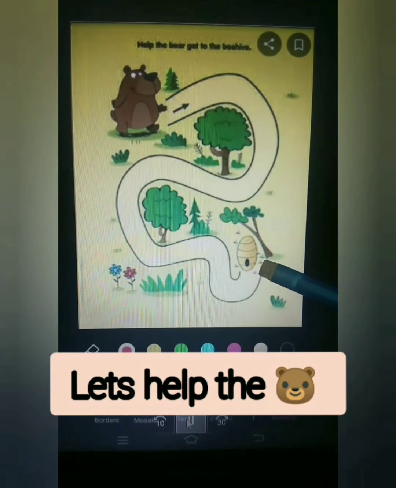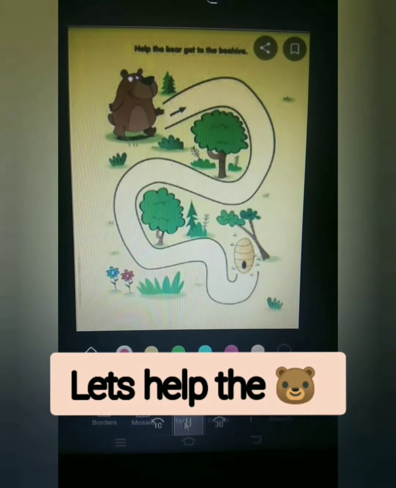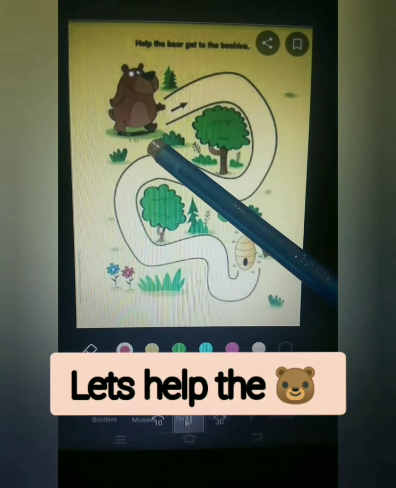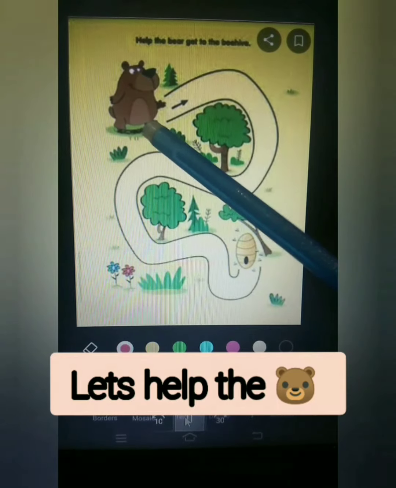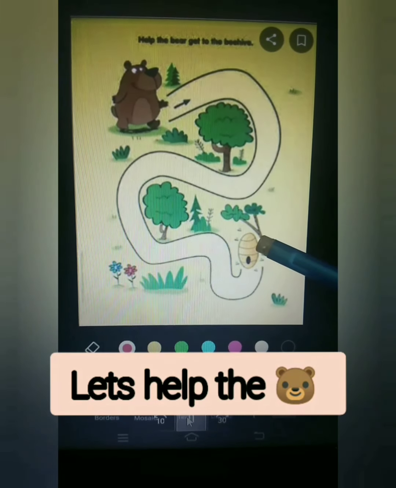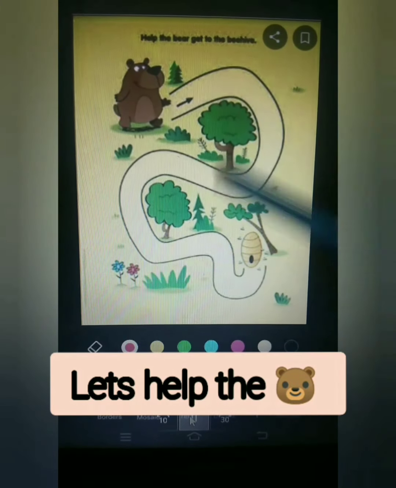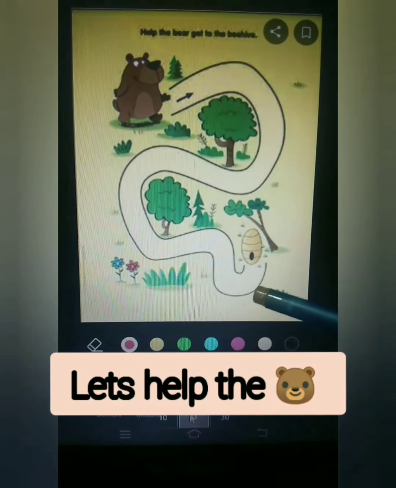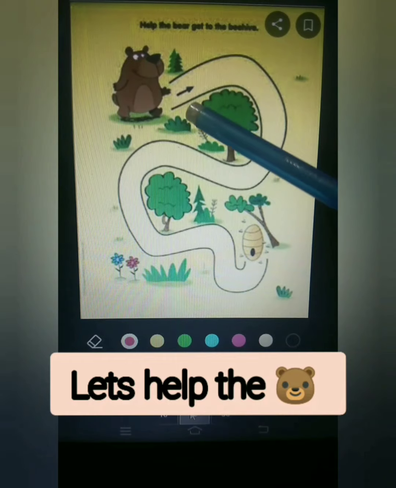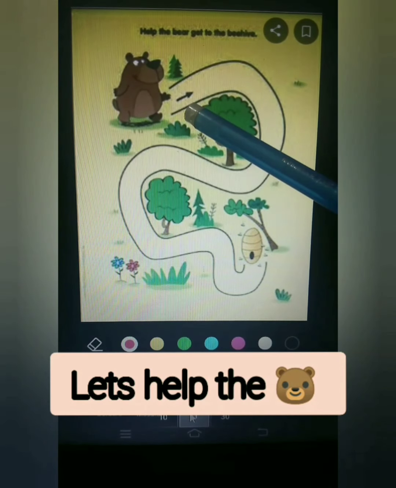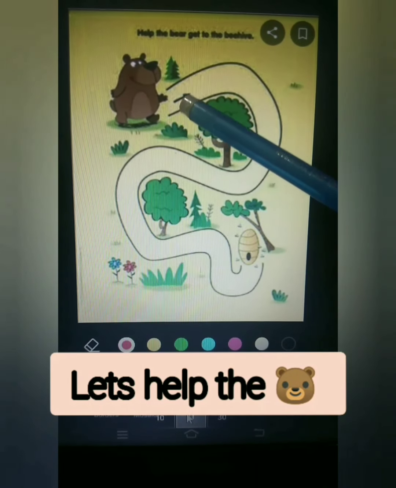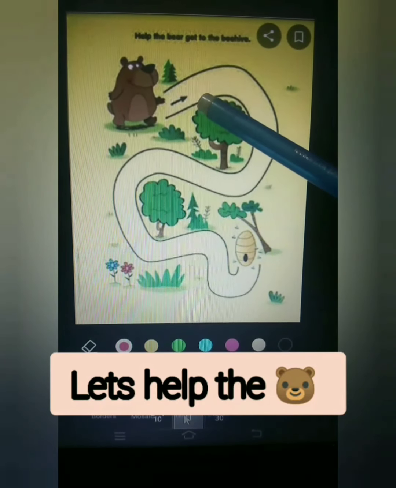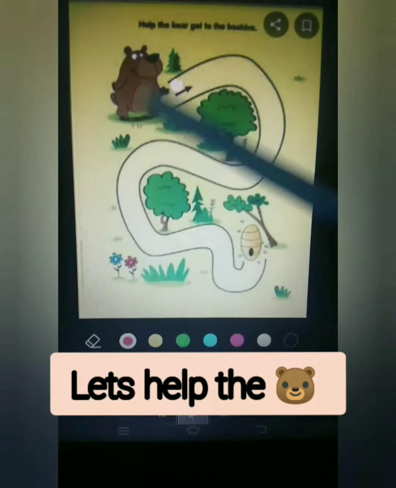The bear wants to eat that honey. But how can he get to the beehive as the bear is standing over here? So children, we are going to help the bear to get to the beehive. So can you find any way? Yes, I can see an arrow. So we should start from here. But remember children, when we start, we cannot move out of these two lines. So let's help the bear.